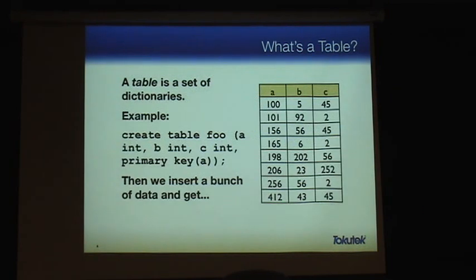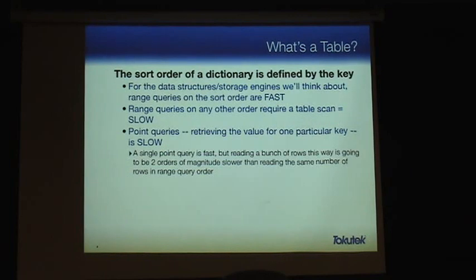A table is just a set of dictionaries. So if, for example, we have a table that's defined with 3 columns, A int, B int, C int, and a primary key of A, and we insert a bunch of data, you can conceptually think of the table as something like this, where every row is ordered by the primary key of A, and with the key you have the entire row listed. The sort order of a dictionary is defined by the key.